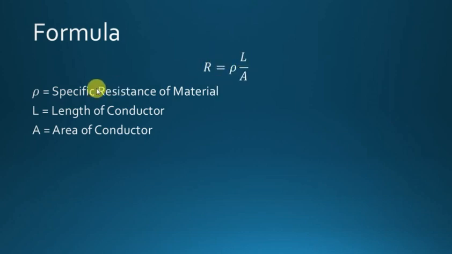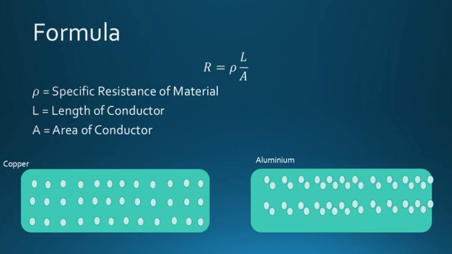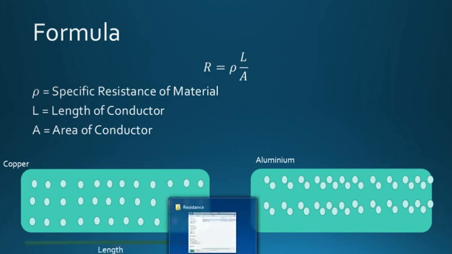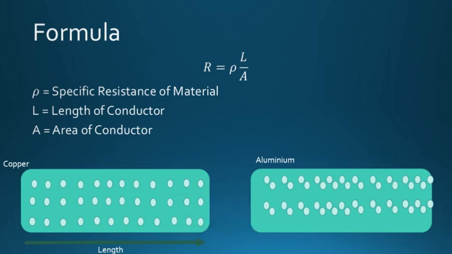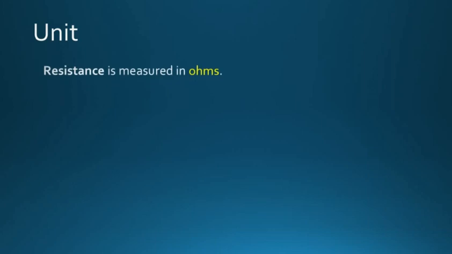Mathematically, resistance is equal to rho L over A, where rho is the specific resistance of the material, L is the length of the conductor, and capital A is the area of the conductor. Here I have shown the dummy arrangement of copper and aluminium. Rho is different for both copper and aluminium. This is the length of the conductor and area will be length into width of the conductor. The unit of resistance is ohms.